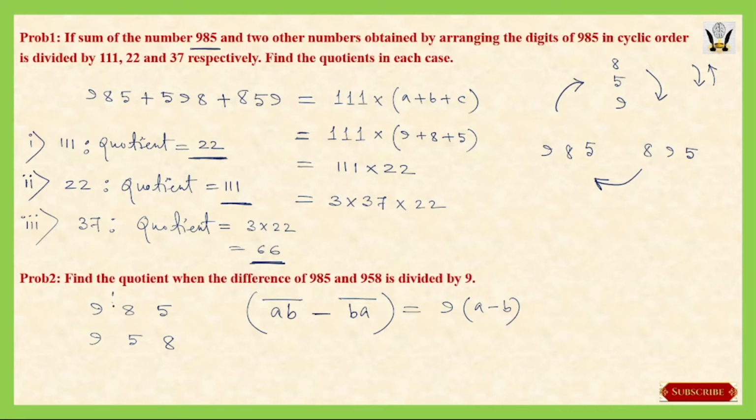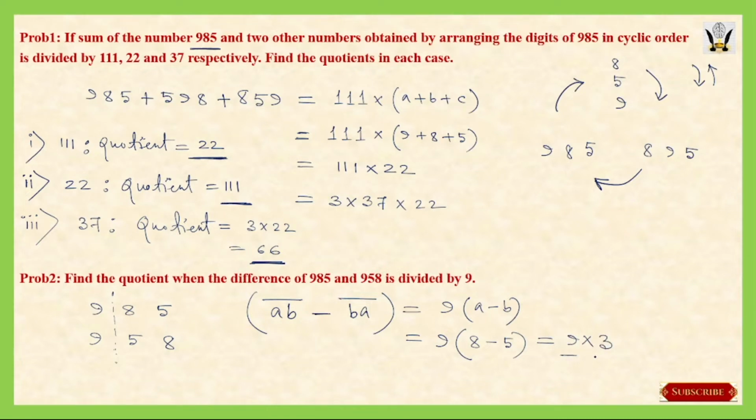So this part of the number on the right side will be considered separately as a two-digit number, and on that we are performing the subtraction. When we perform the subtraction on these two numbers, 85 and 58, in the result of subtraction we will have these two factors. One of the factors will be 9 and the second factor will be A minus B. The digit which has the higher value is 8, and the smaller is 5. So finally it will be 9 multiplied by 3.